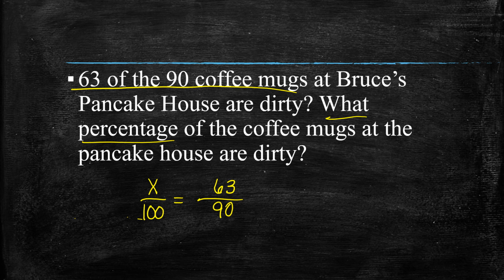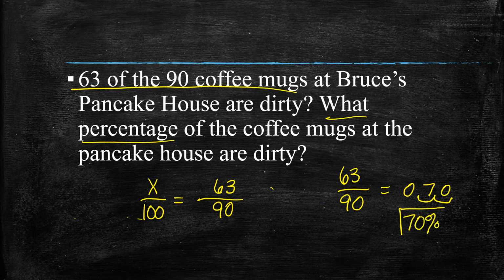You can cross multiply like we've done on all of the other problems today, or you can just do 63 divided by 90. And when you do 63 divided by 90, you will get 0.7. And when we change 0.7 back to a percent, we get 70%. So 70% of the coffee mugs were dirty.